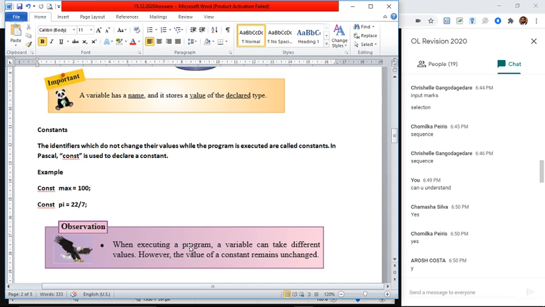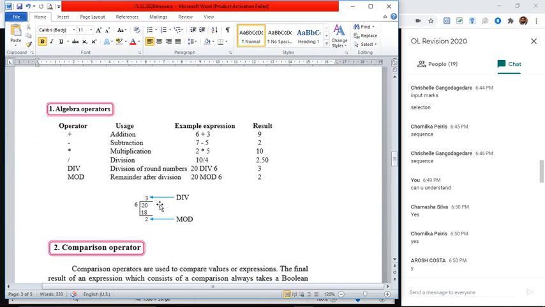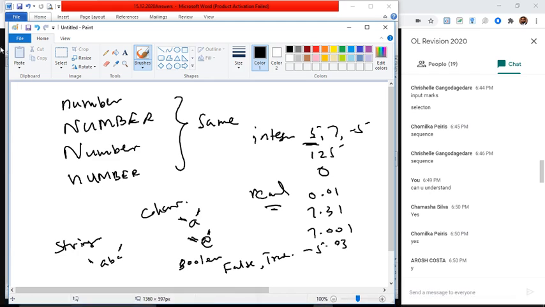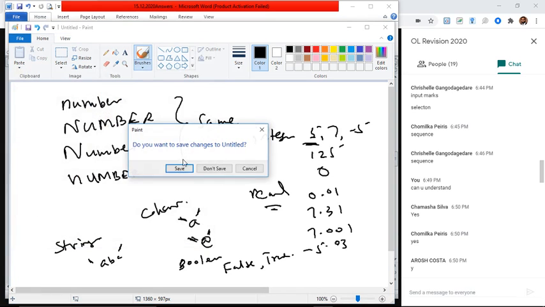When executing a program, a variable can take different values. However, the values of the constant remain unchanged. එතකොට මේ point එක හොඳට මතක තියාගන්න. MCQ වලට වැදගත් වෙයි. program එක explain කරද්දී වැදගත් වෙයි. Then we are having algebra operators, right? Plus, multiplication, division, subtraction, 20 div 6, 20 mod 6. We'll see what is the difference between these. So they have given the arithmetic operations.